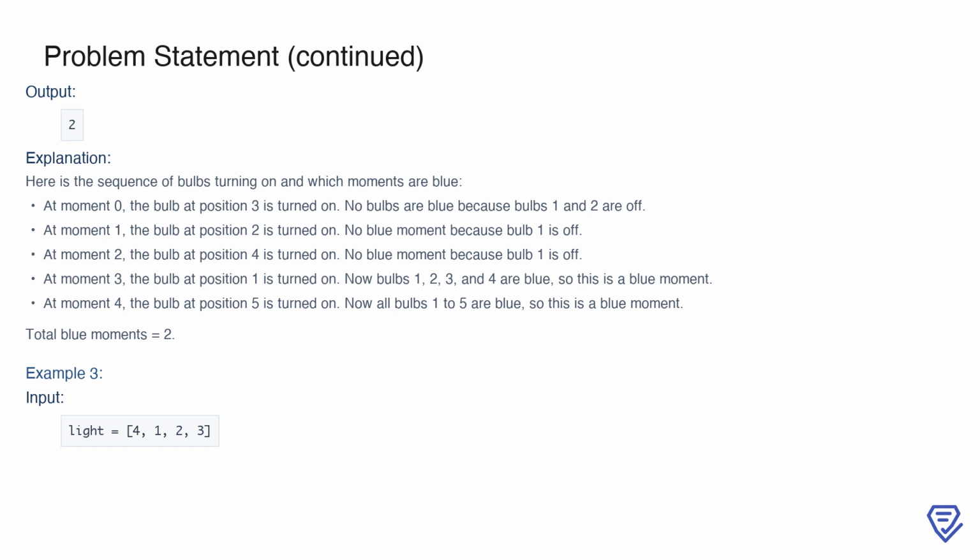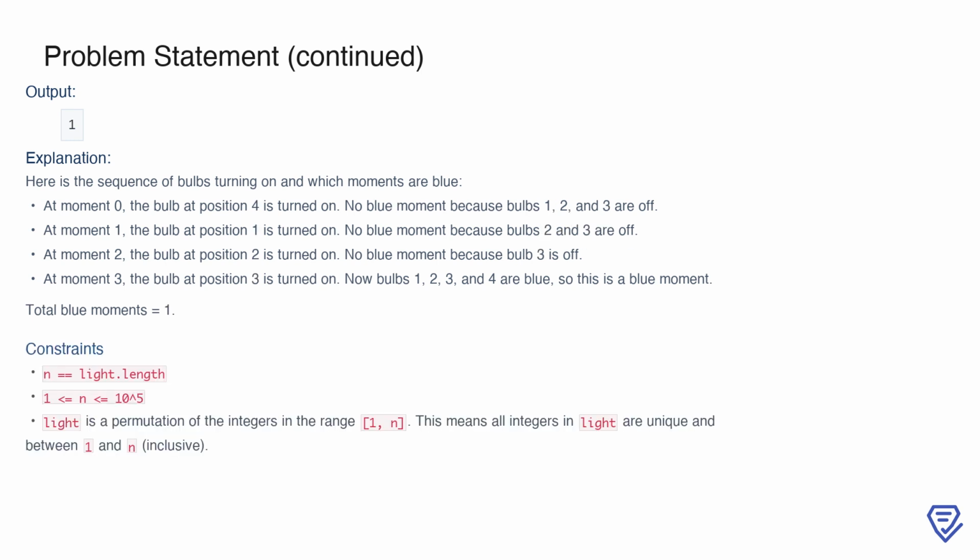At moment 1, the bulb at position 2 is turned on, but bulb 1 is still off, so no blue moment yet. At moment 2, the bulb at position 4 is turned on, but bulb 1 is still off, so no blue moment. At moment 3, the bulb at position 1 is turned on. Now, bulbs 1, 2, 3, and 4 are all blue, marking the first blue moment. Finally, at moment 4, the bulb at position 5 is turned on. At this point, all bulbs from 1 to 5 are blue, marking the second blue moment. Thus, the total count of blue moments is 2.